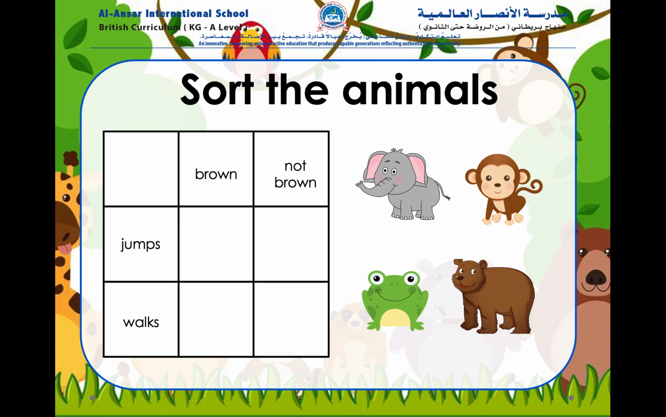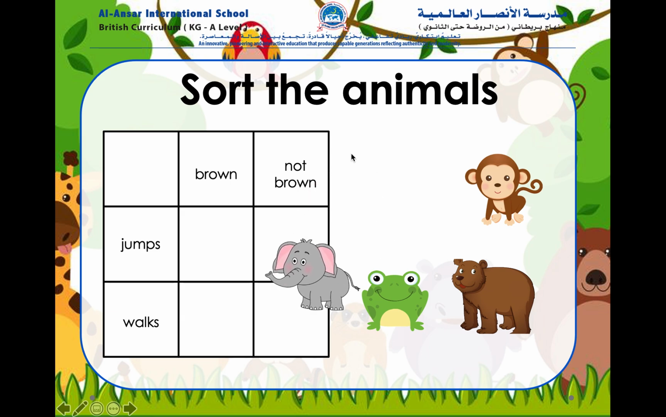This is one way of sorting out these animals. We can sort them into those that are brown and those that are not brown, those that jump and those that walk. Let's look at this animal. Is it brown? No, it's not. Do you think this elephant jumps or walks? It walks, so we're going to put it in the block that says not brown and walks.